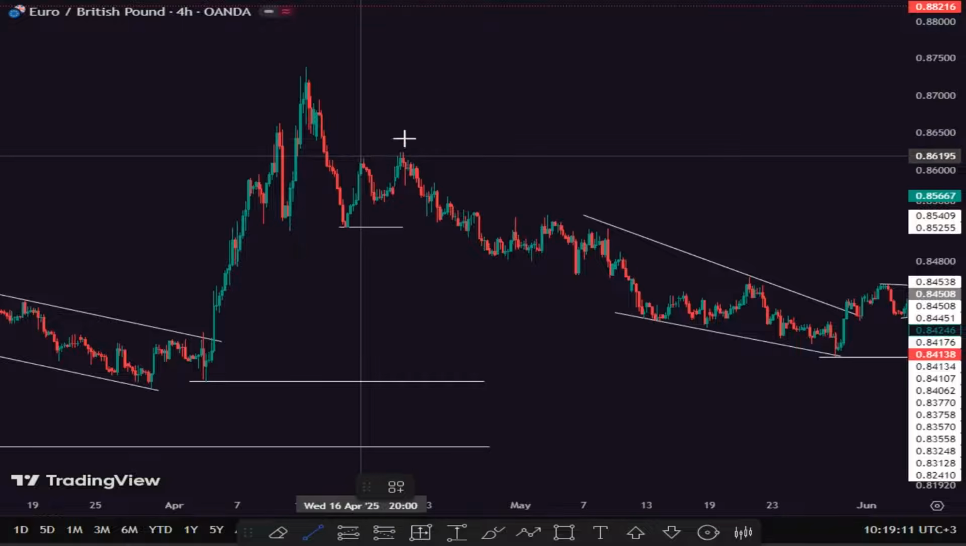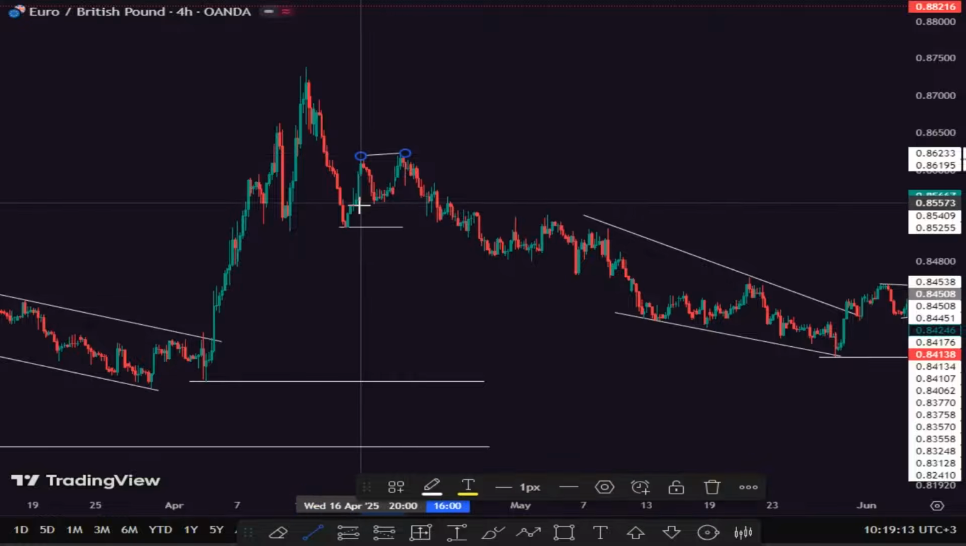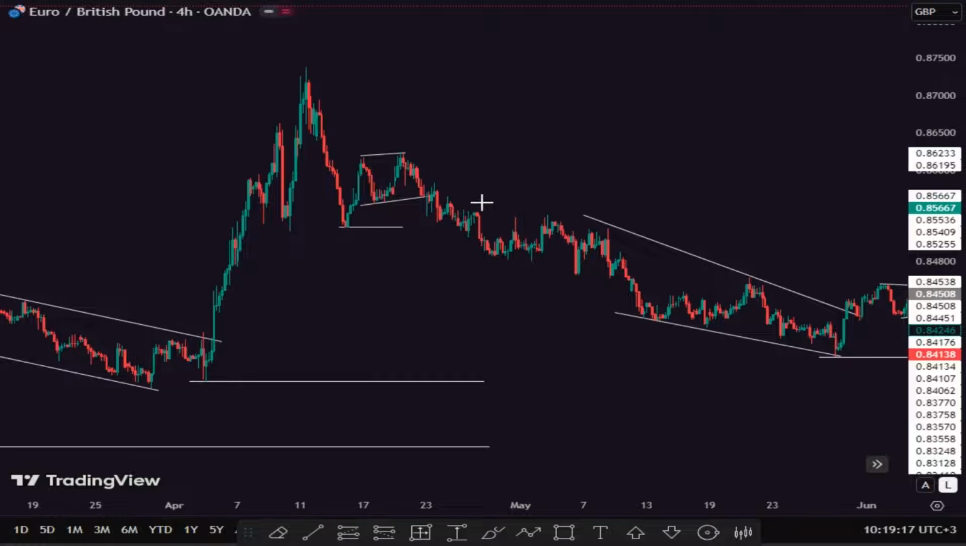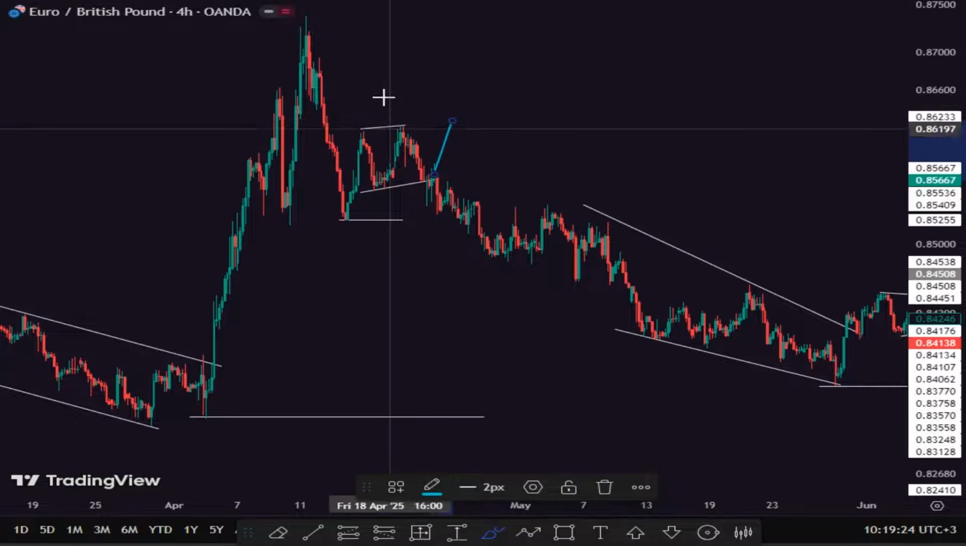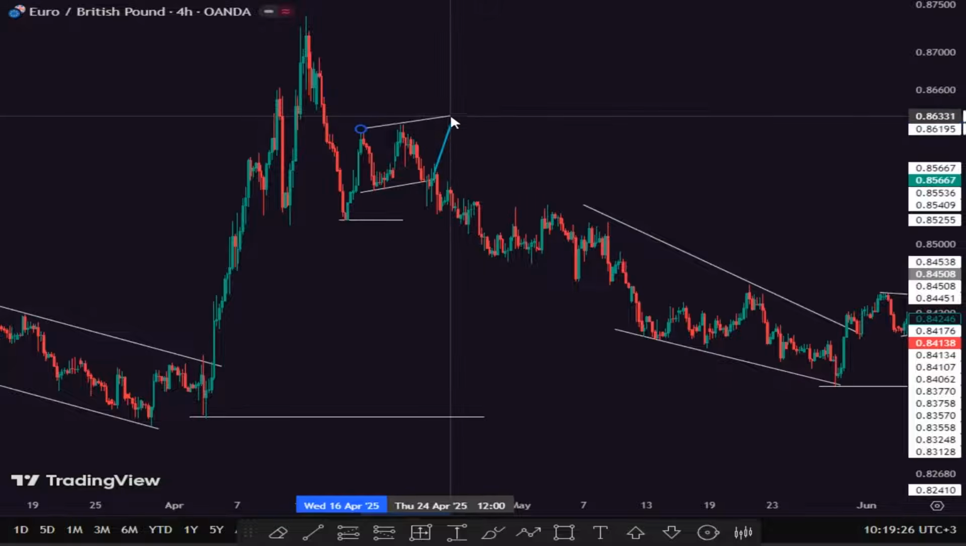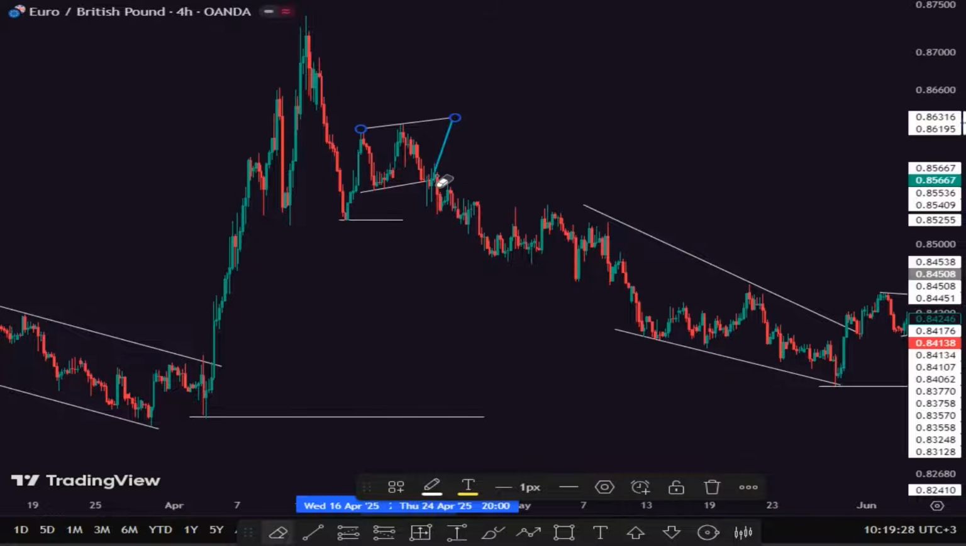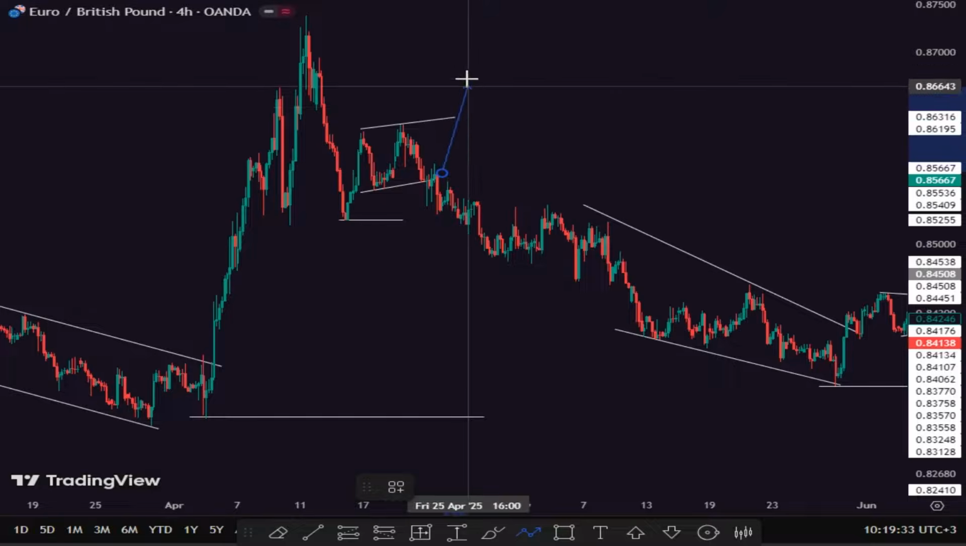Remember 1, 2, 3. We have a 1, 2 right there. Maybe something like 1, 2 right there. But then what happened? Did price break out of our pattern? Did it go back to give us our third touch? Let's try to adjust this 1, 2. Did it do that? Let's remove this. Did price go back to break out?